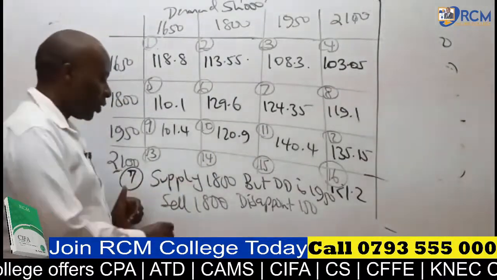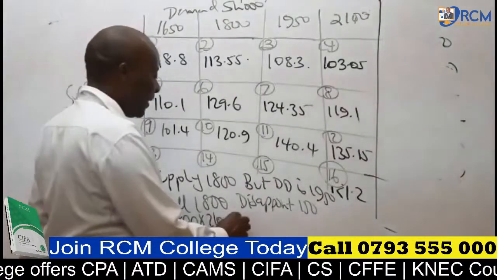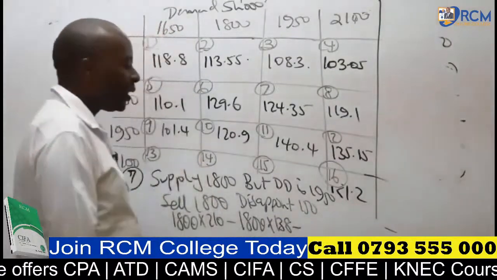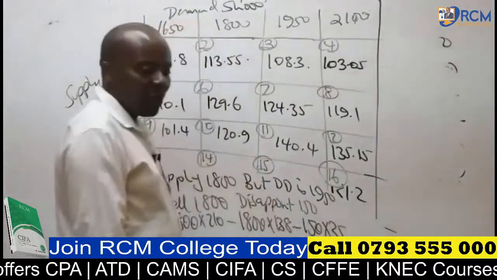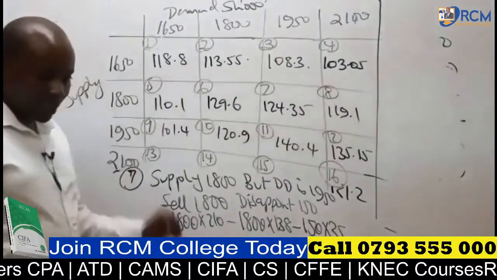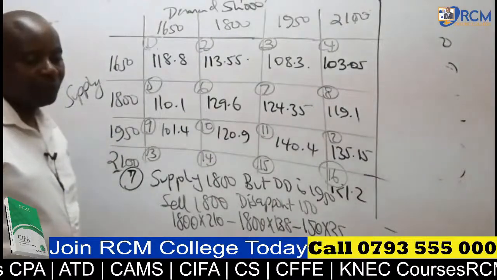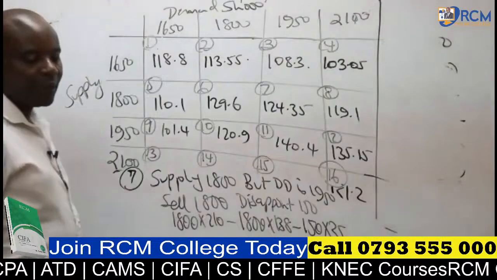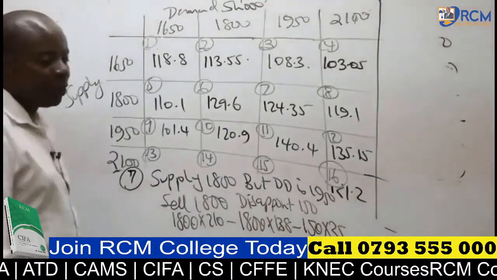So if that is the case, my selling will be 1800 times 210 minus 1800 times 138 minus the cost of disappointing these 150 customers. So 150 times 35. Could you kindly confirm that cell number 7 is 124.35?